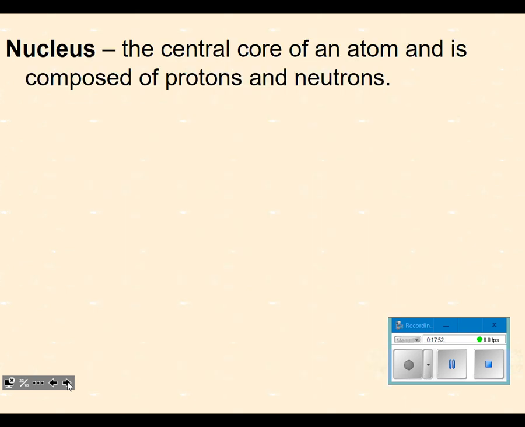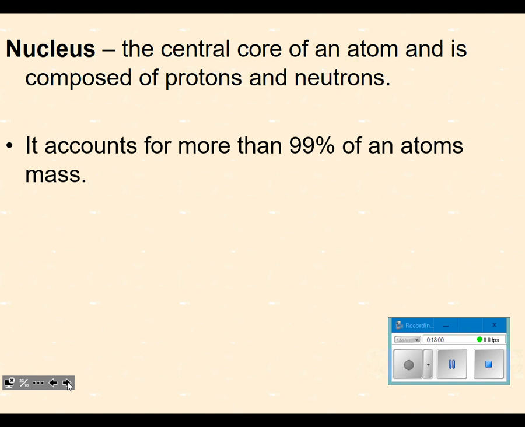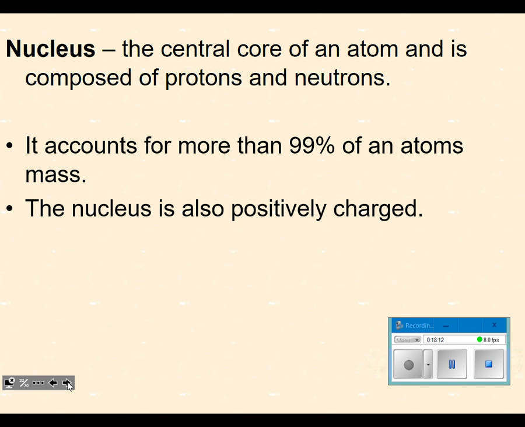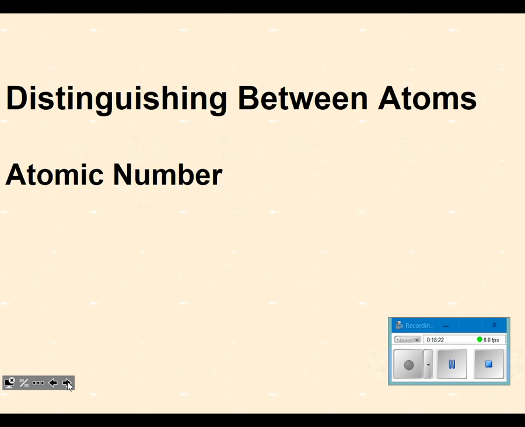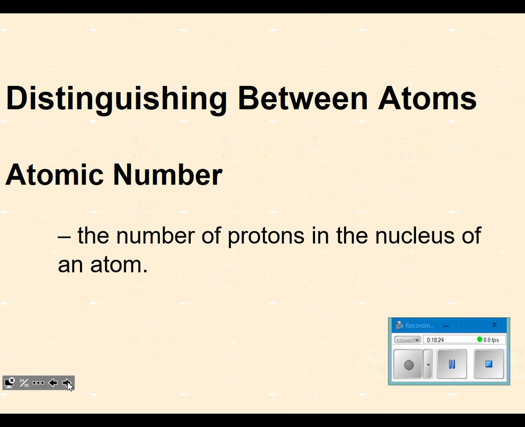So the nucleus is one of those parts of the atom again. It's the central core of the atom, and it's made up of protons and neutrons. It accounts for almost 99% of the atom's mass, which makes sense considering they have the same mass and they're so much bigger than electrons. The nucleus is also positively charged because if it only has positive protons and neutral neutrons, then positive's the charge it gets.